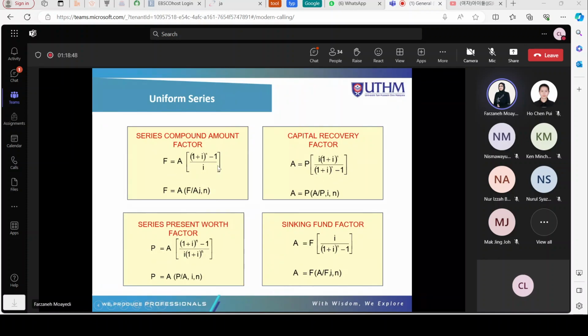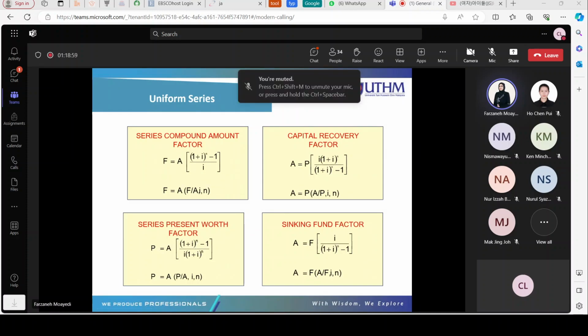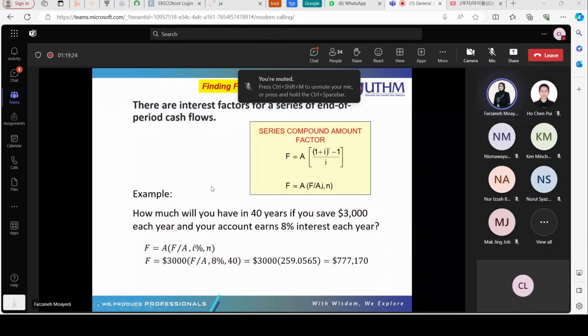If you want to use the formula, there is no way except to memorize it. We have 4 different formulas here and 2 more in the single payment. So 2 formulas for single payment and 4 formulas for the uniform series, 6 formulas in total. I believe it's not going to be easy to memorize all these formulas, and they are not going to be given to you in the final exam, of course. So it's much easier to just write down the notation and, using the table, simply get the value.